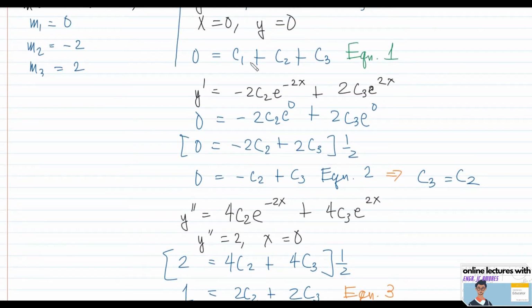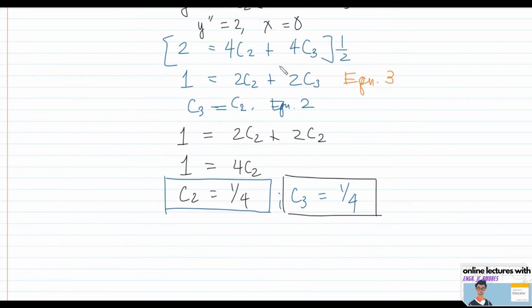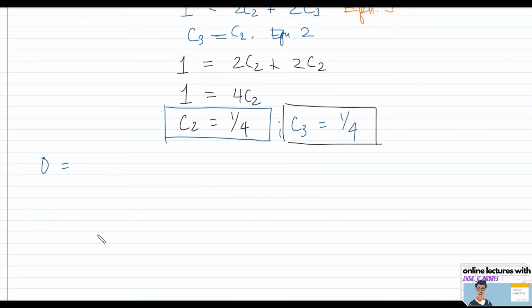So from equation 1, we have c1 plus c2 plus c3 is equal to 0. So we have 0 is equal to c1 plus c2, which is 1/4, plus c3, which is also 1/4. So 1/4 plus 1/4 would be 1/2. Therefore, c1 would be equal to negative 1/2.